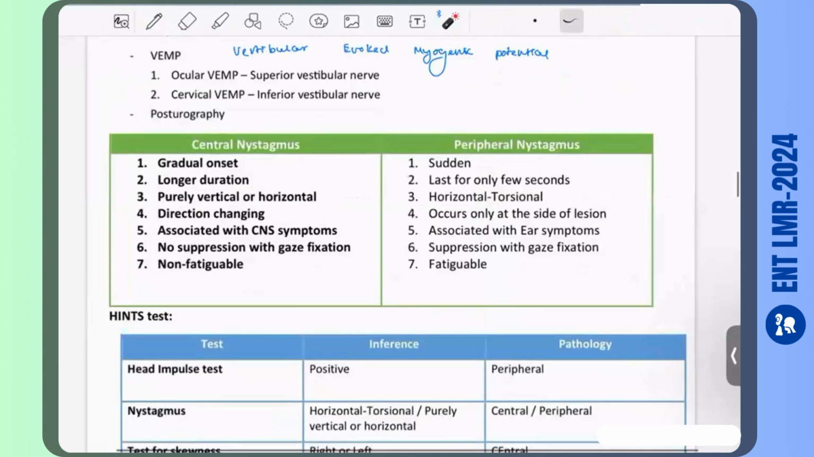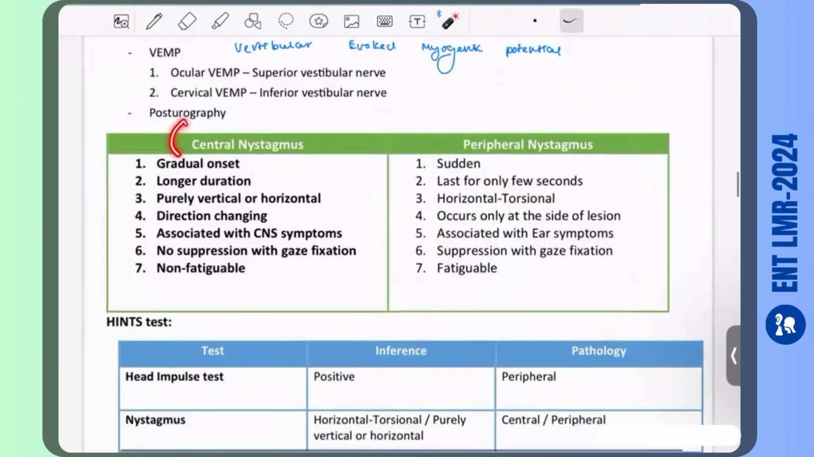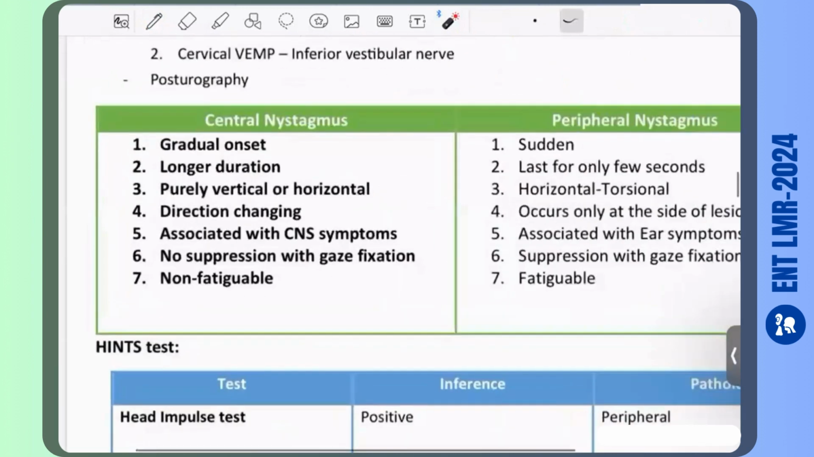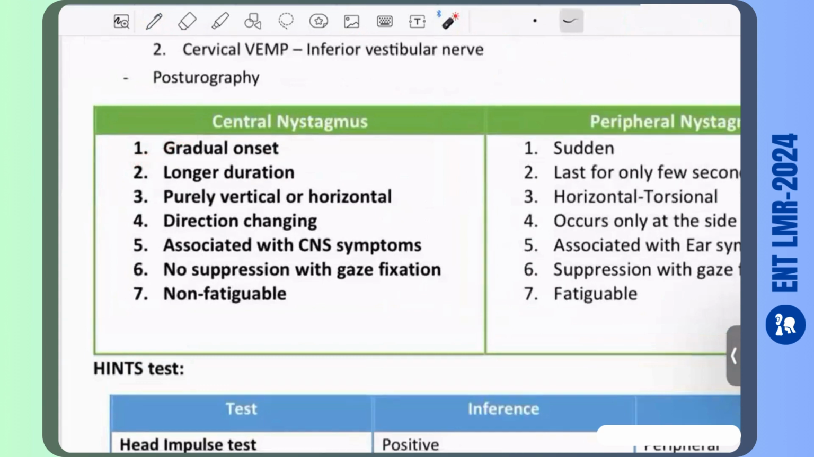And also you should know the difference between central nystagmus and peripheral nystagmus. Central nystagmus has a gradual onset. The nystagmus duration will be much longer. It's either purely vertical or purely horizontal, not mixed. Direction changing, associated with some CNS symptoms such as stroke or any brain pathology. No suppression with gaze fixation. Non-fatigable. Okay, it's non-fatigable.